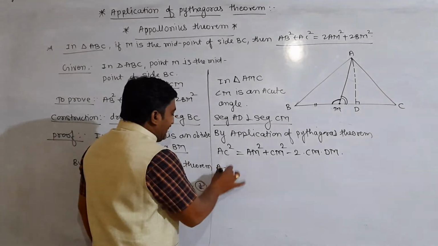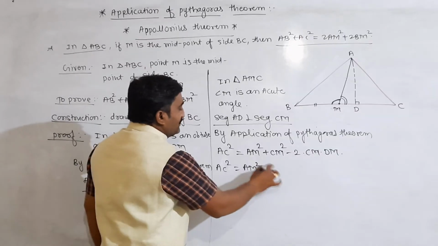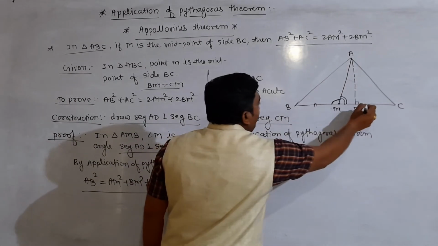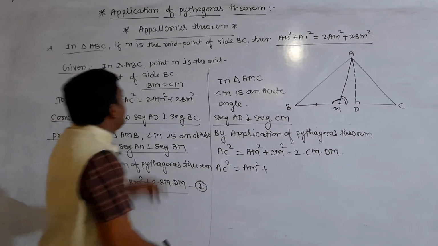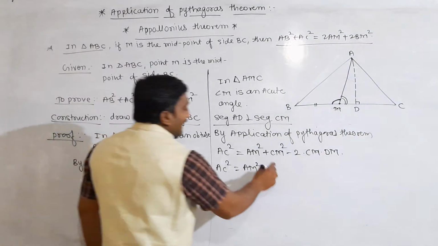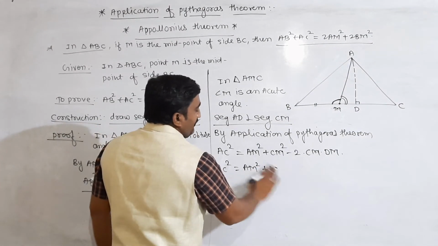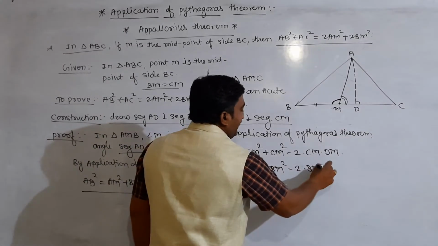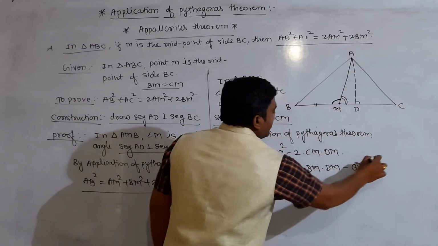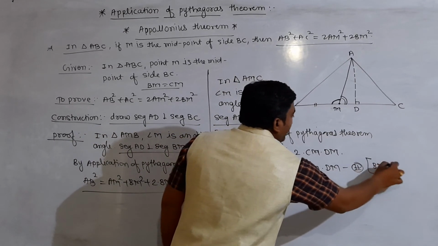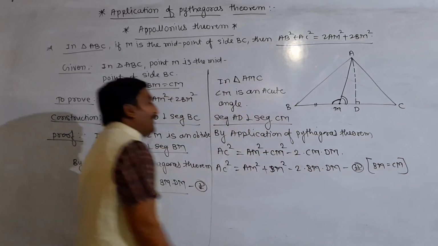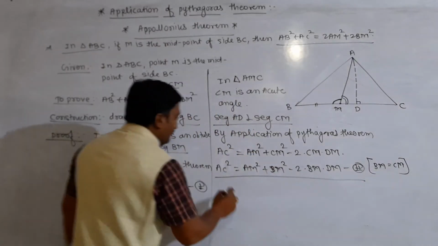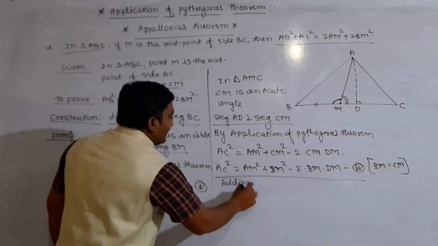Then AC square is equal to AM square as it is, but we know that CM and BM are congruent. CM is equal to BM, so we can write AC square is equal to AM square plus BM square minus 2BM into DM. This is equation second, because BM is equal to CM, which is given. Observe equations first and second. Then we add equation first and second.